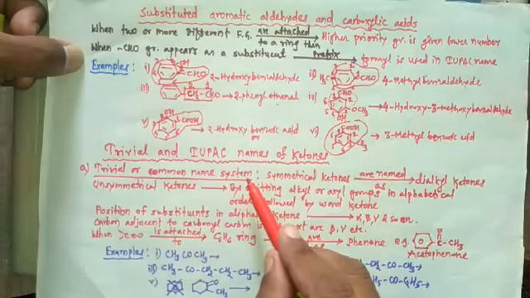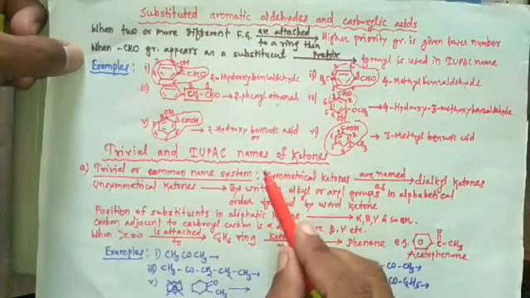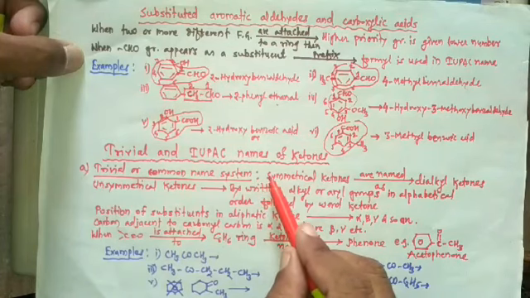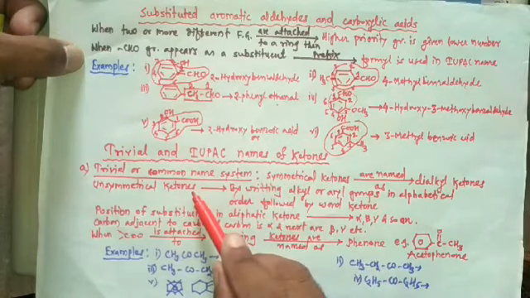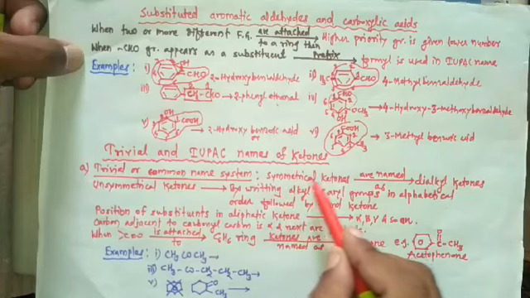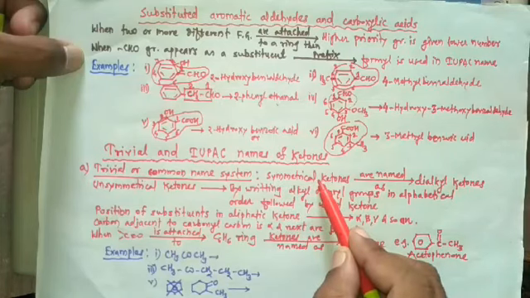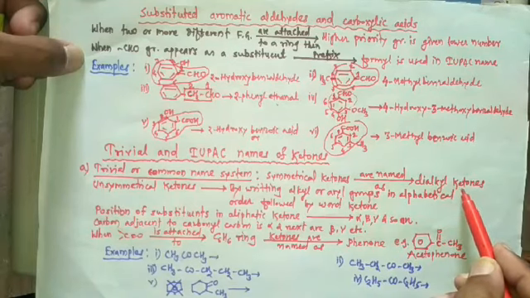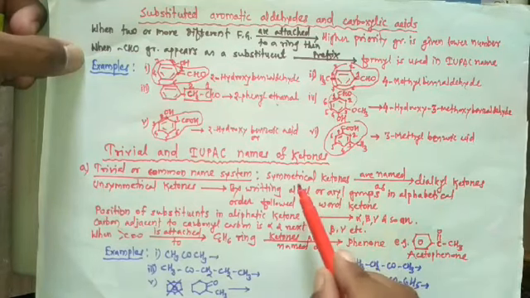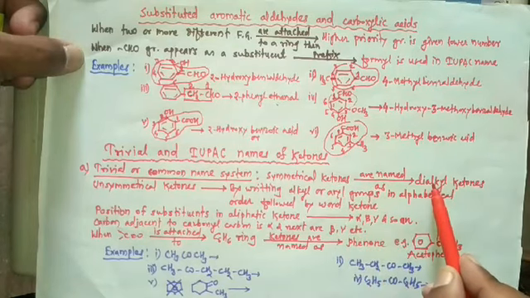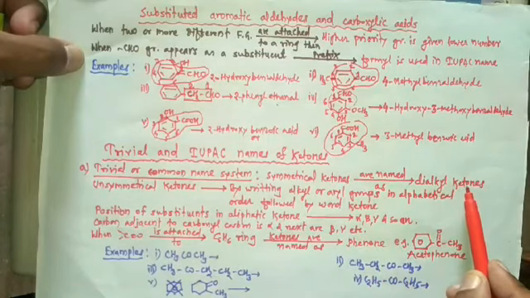So earlier we studied the classification of ketones. Ketones can be classified as symmetrical ketones and unsymmetrical ketones. So common names of symmetrical ketones are named as dialkyl ketones. When a ketone is symmetrical, then it is named as a dialkyl ketone.